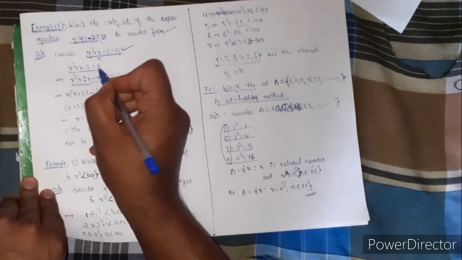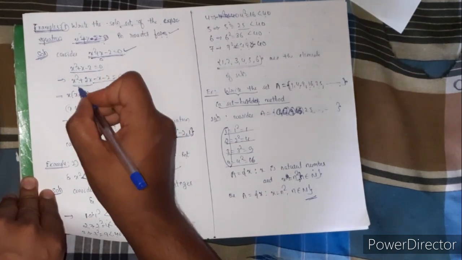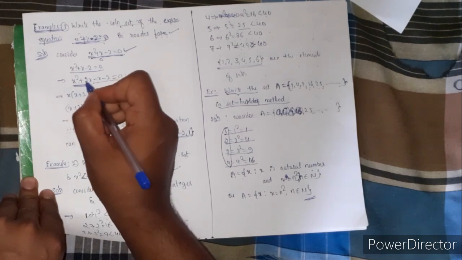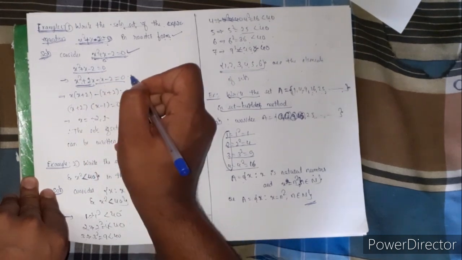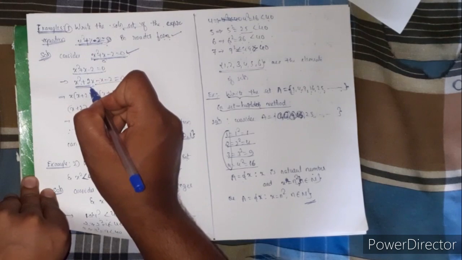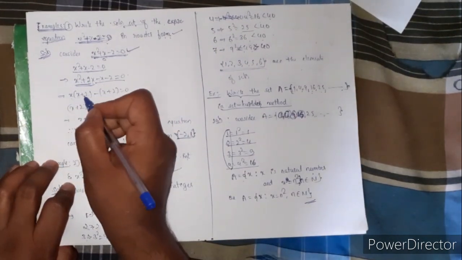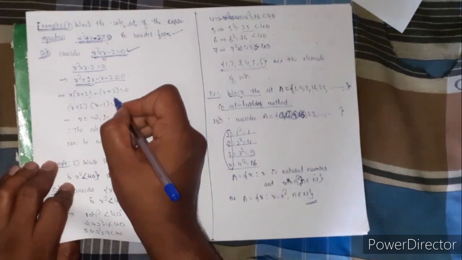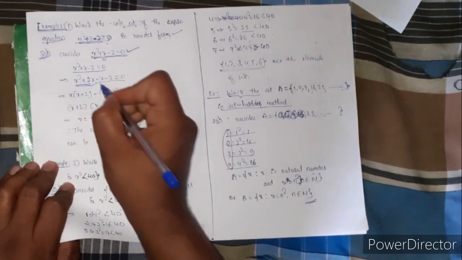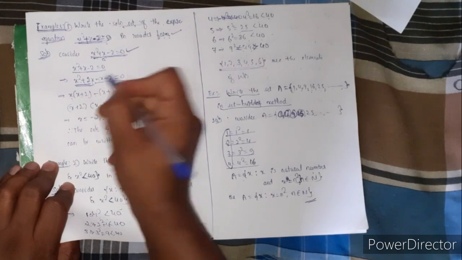So x square plus x minus 2 equal to 0. It can be written by splitting as x square plus 2x minus x minus 2 equal to 0. We split it like this. Next, common x plus 2, minus x plus 2. Here there is a common x, and here a common minus 1.